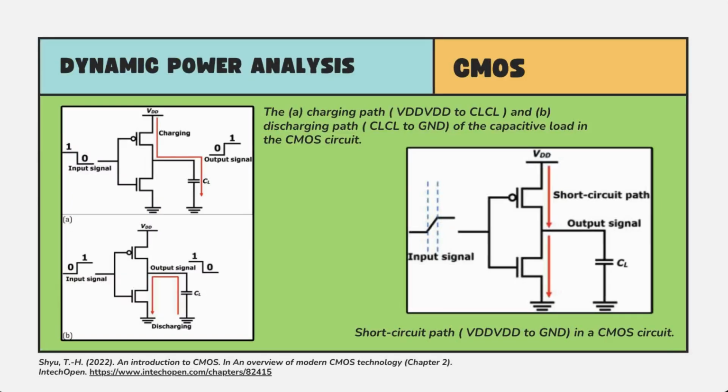This is the figure of dynamic, or capacitive charging and discharging, or switching. The first figure here shows the charging path and discharging path of the capacitive load in a CMOS circuit. This is the charging and this is the discharging.